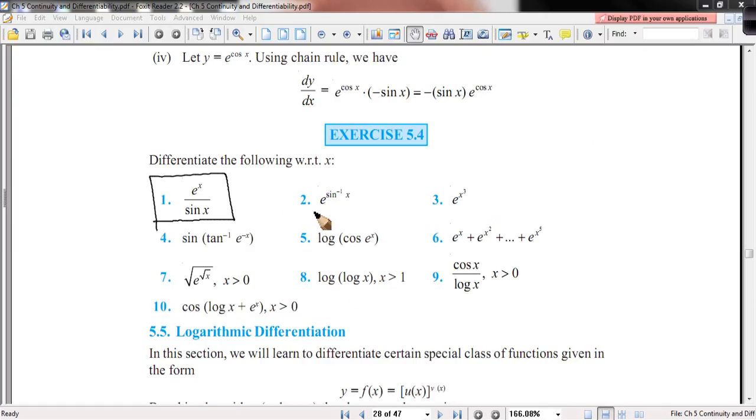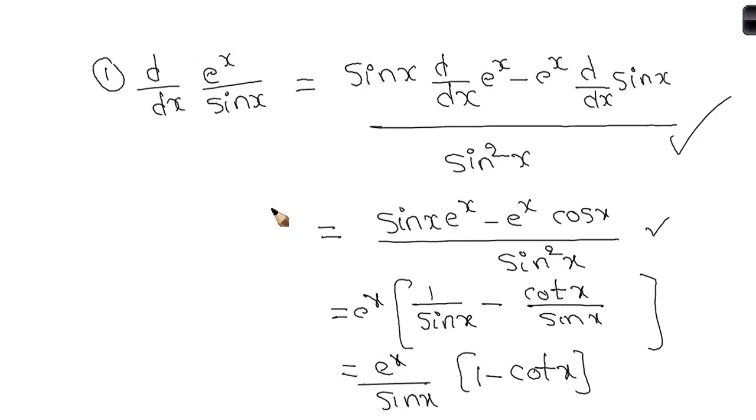The second question which is asked here is: find the derivative of e power sin inverse of x. Find the derivative of e power sin inverse of x. This is the second question.